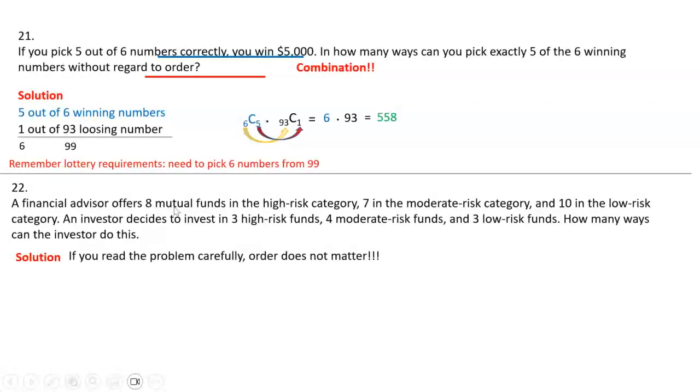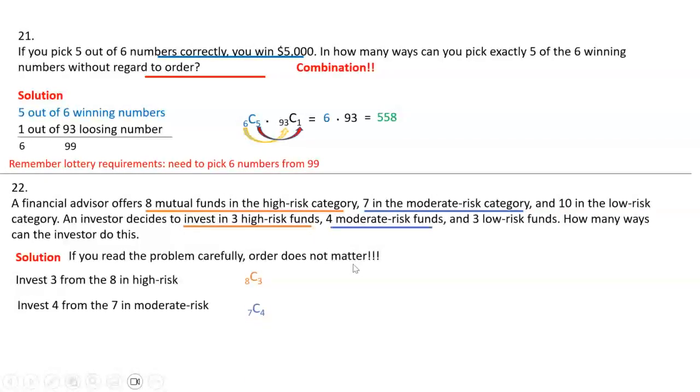So we're going to do, from the 8 high risk, they want to choose 3. So it's going to be 8 combination 3. From the moderate risk, there's 7, and they want to use 4. So it's going to be 7 combination 4. And from the low risk, they have 10, but we want to choose 3. It's going to be 10 combination 3. So 8 combination 3 will give us 56. 7 combination 4 will give us 35, and 10 combination 3 will give us 120.